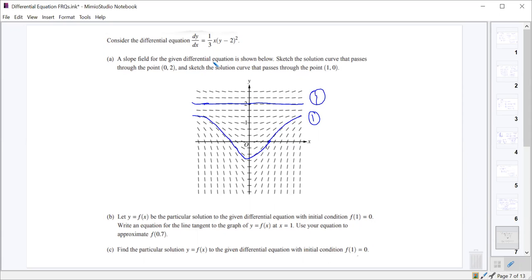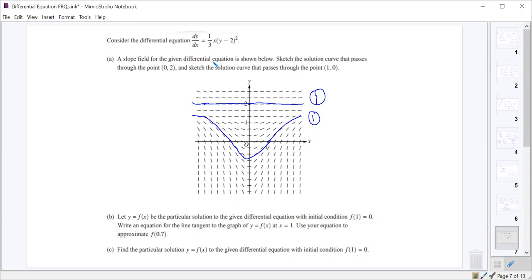All right. Part B. Now, part B doesn't really have a lot to do with the differential equation itself. It just says, let f of x be the particular solution to the given differential equation with initial condition f of 1 equals 0. And so that'd be the second one that we sketched. We want to write an equation for the line tangent to f of x at x equals 1, and we want to approximate that value.